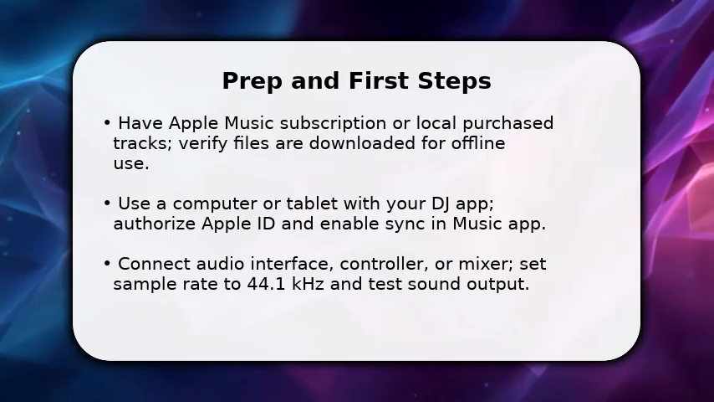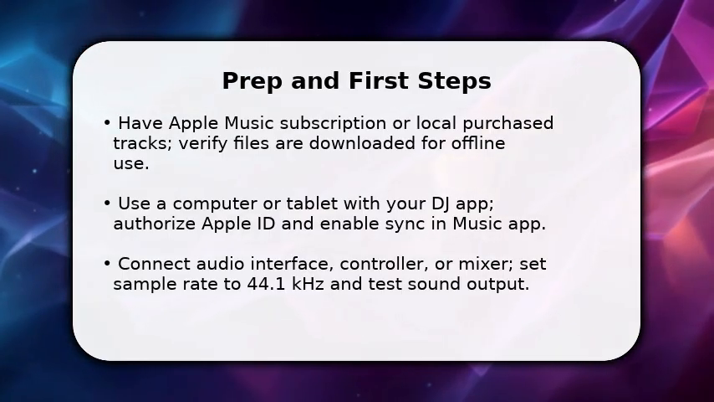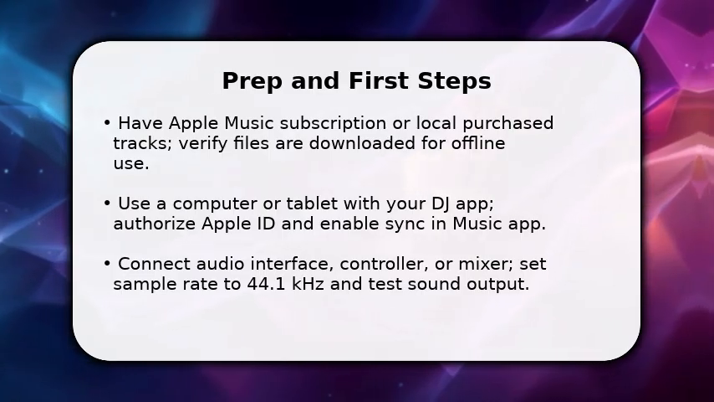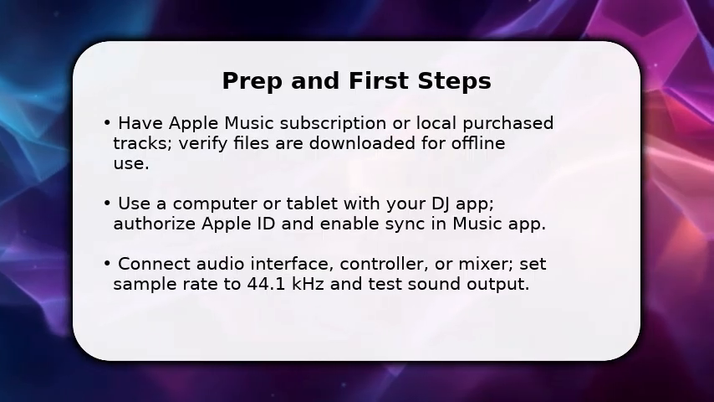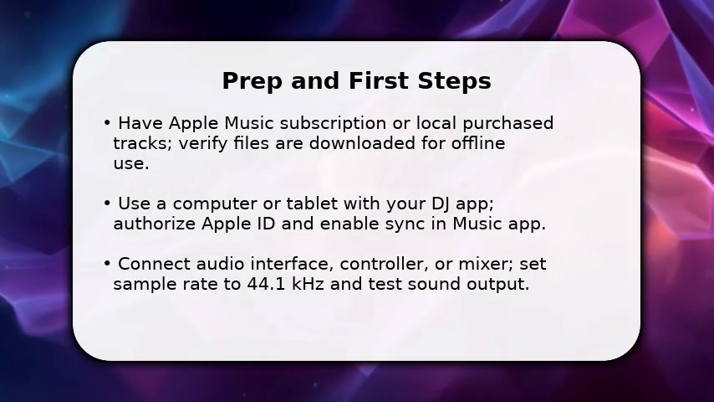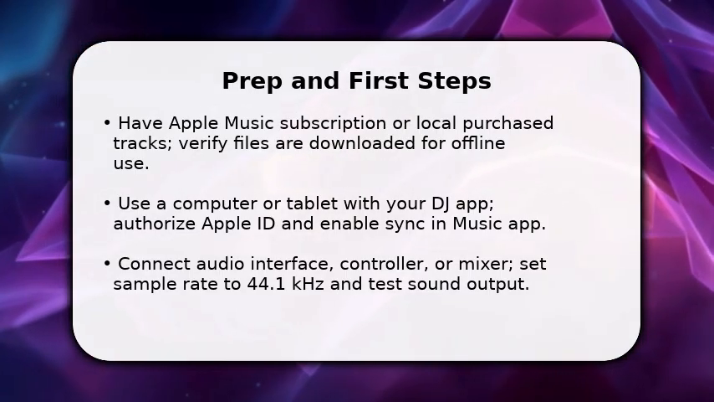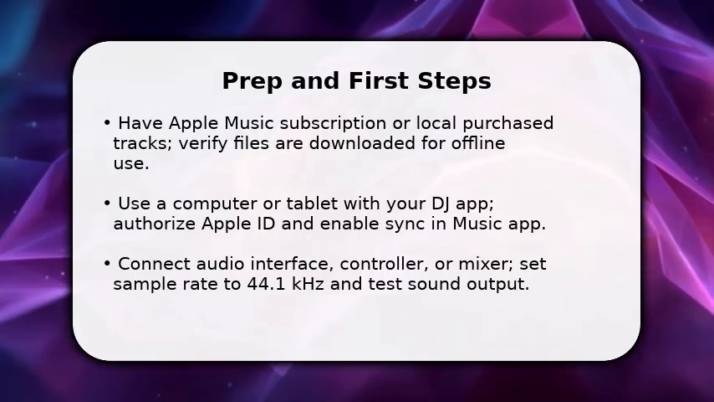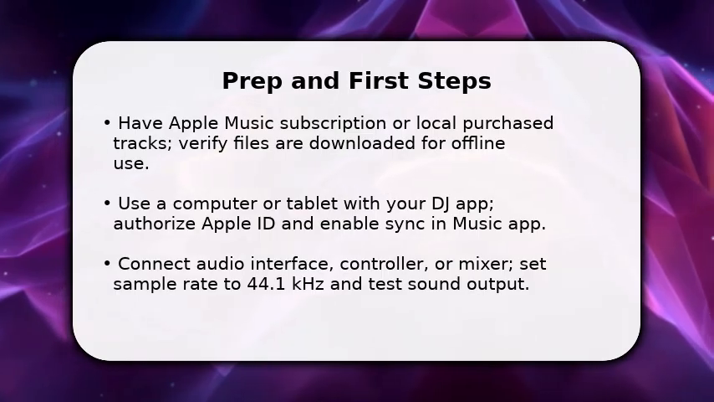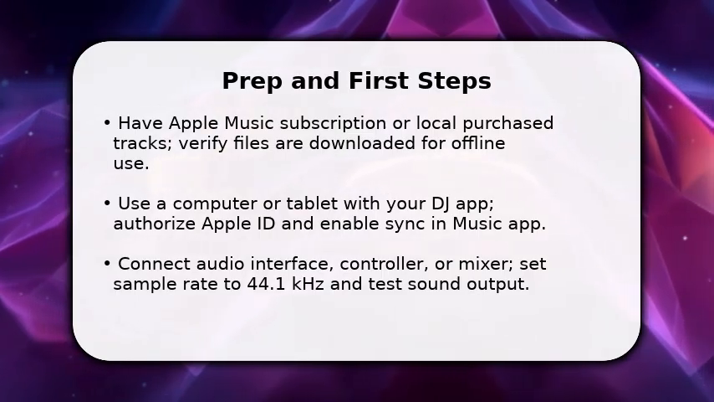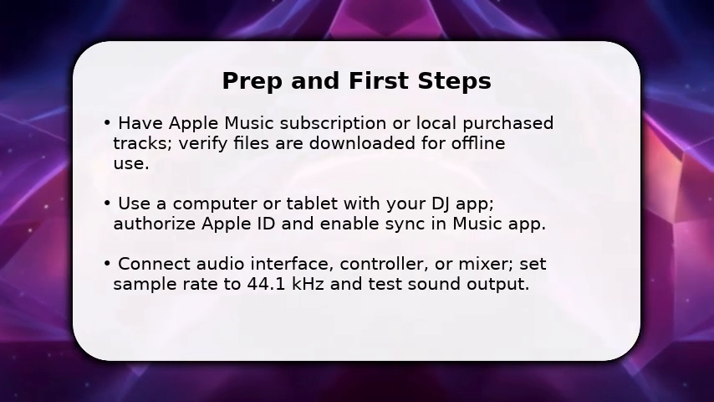You start by confirming you have playable files. Apple Music streams are DRM protected, so use downloaded local purchases or files you own. Once done, open your DJ app and sign into the same Apple ID or enable local file import. Make sure your controller and audio interface are connected and visible. Set the music app to download songs for offline use and confirm the sample rate matches your DJ software. This first setup prevents file access issues and gets you ready to import and analyze tracks.